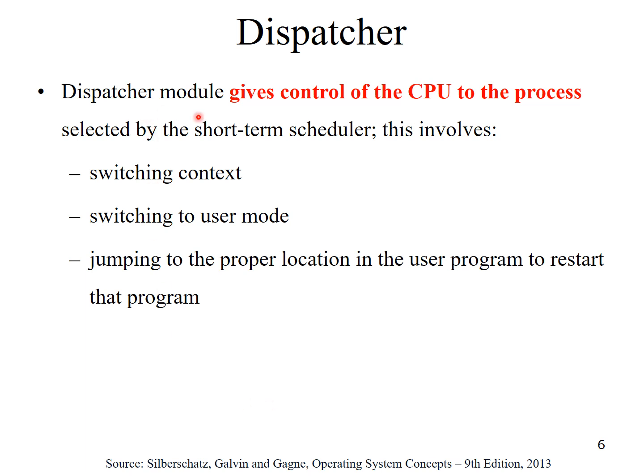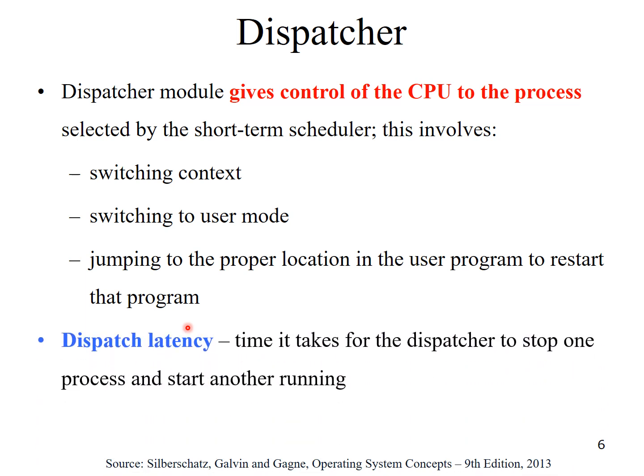Dispatcher. Dispatcher module gives control of the CPU to the process selected by the short-term scheduler. This involves switching the context, switching to user mode, jumping to the proper location in the user program to restart that program. Dispatch latency. It's the time it takes for the dispatcher to stop one process and start another running.